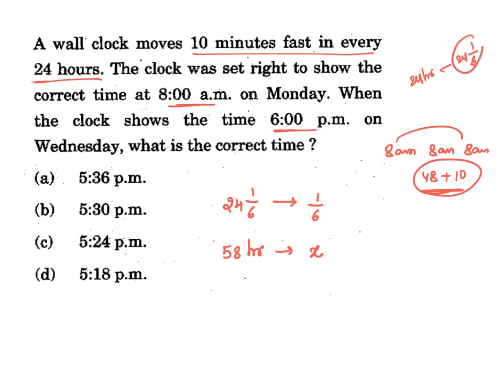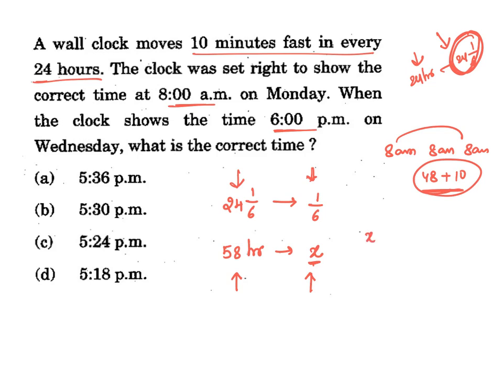So this is the time which it is showing, but this is the actual time. So the time which is showing is the number of minutes fast. Here also the time it is showing is the number of minutes fast. I am going to find out how many minutes fast it is.